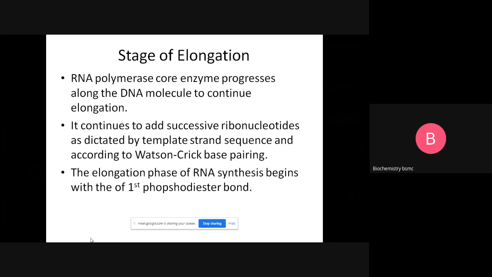So as we see, RNA polymerase, the core enzyme, progresses along the DNA molecule to continue elongation. It continues to add successive ribonucleotides, and the addition of the ribonucleotides is dictated by the template. Now the elongation phase of the RNA synthesis starts just when the first phosphodiester bond is formed.